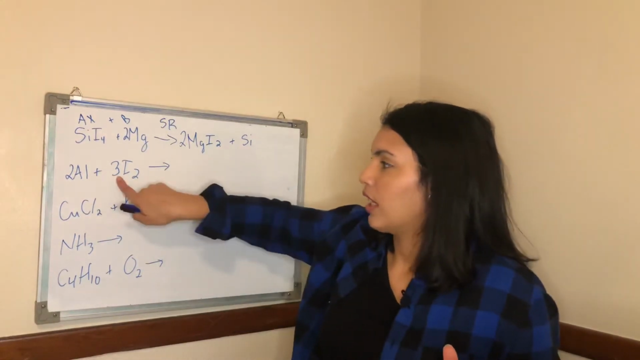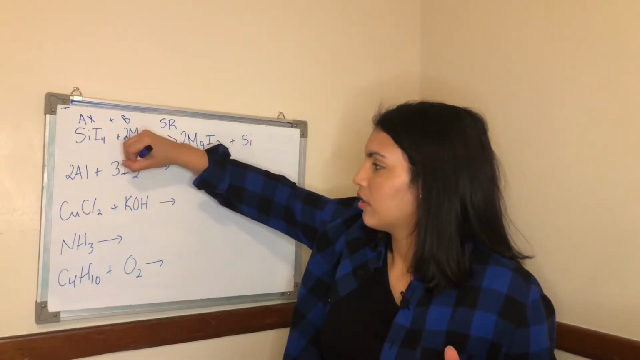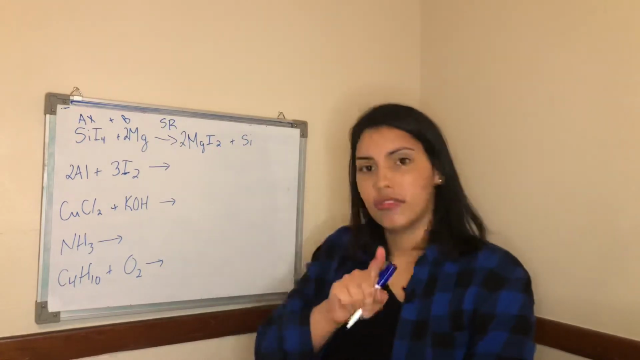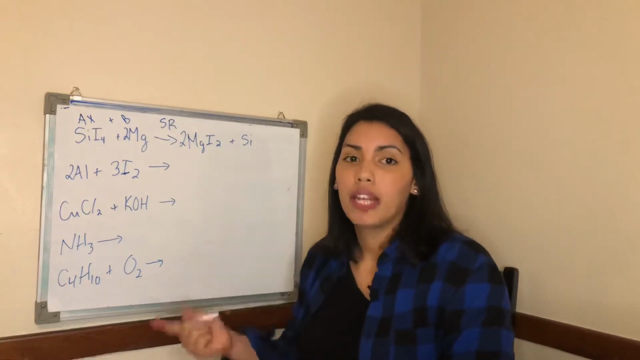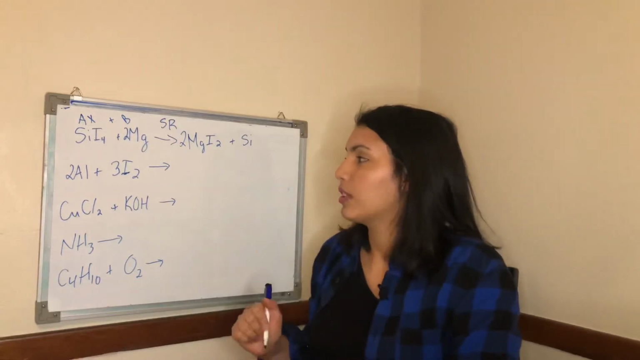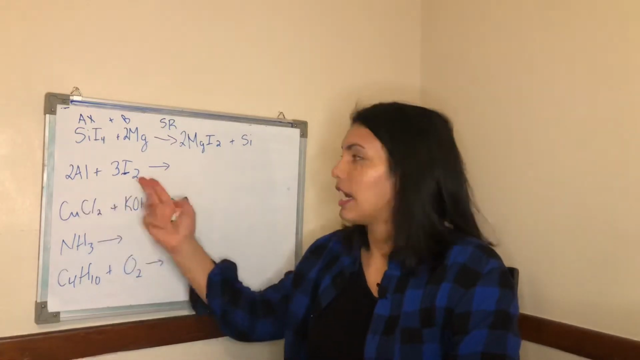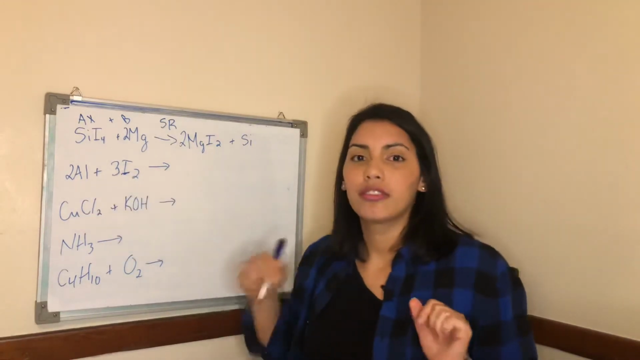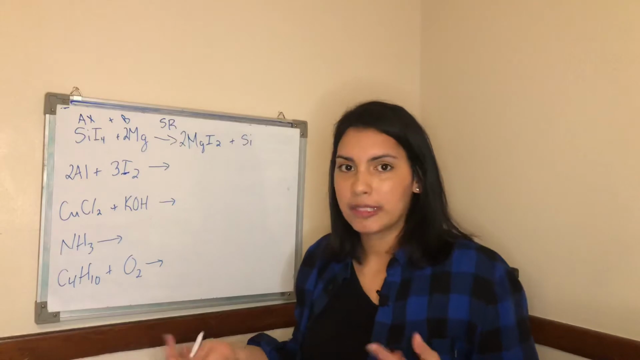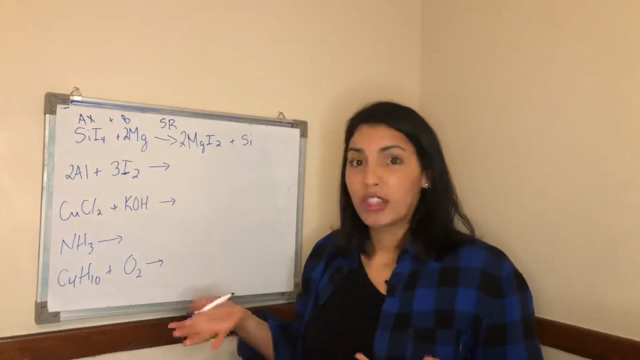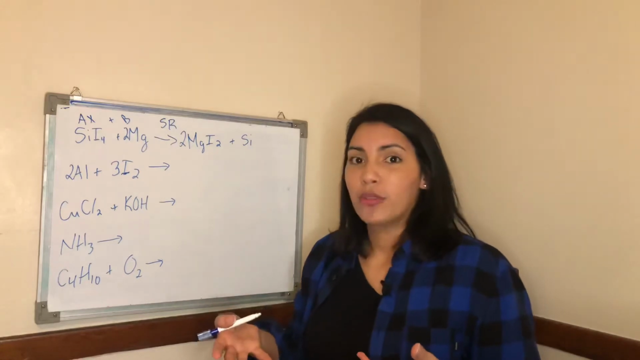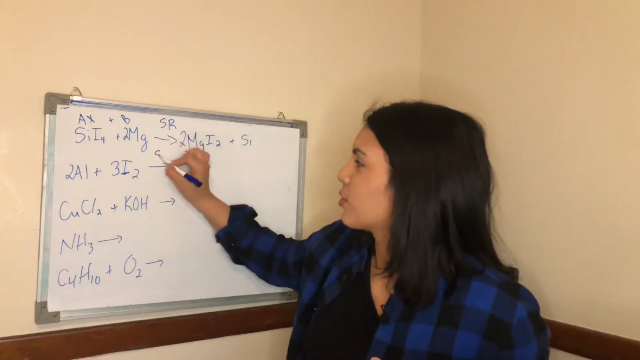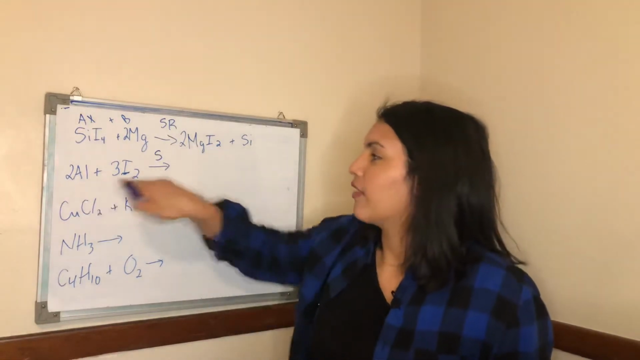So 2 aluminum and 3 iodine. Okay, so 2 aluminum and 3 iodine. What do I end up with? First, step 1, identify the type of reaction. So what type of reaction will this be? So I have aluminum and iodine, which are 2 elements. What's going to happen when I start with 2 elements? They're going to combine, right? So when you have 2 elements combining to form a new product, that's called synthesis. So I'm just going to put an S for synthesis, okay? So I have synthesis.